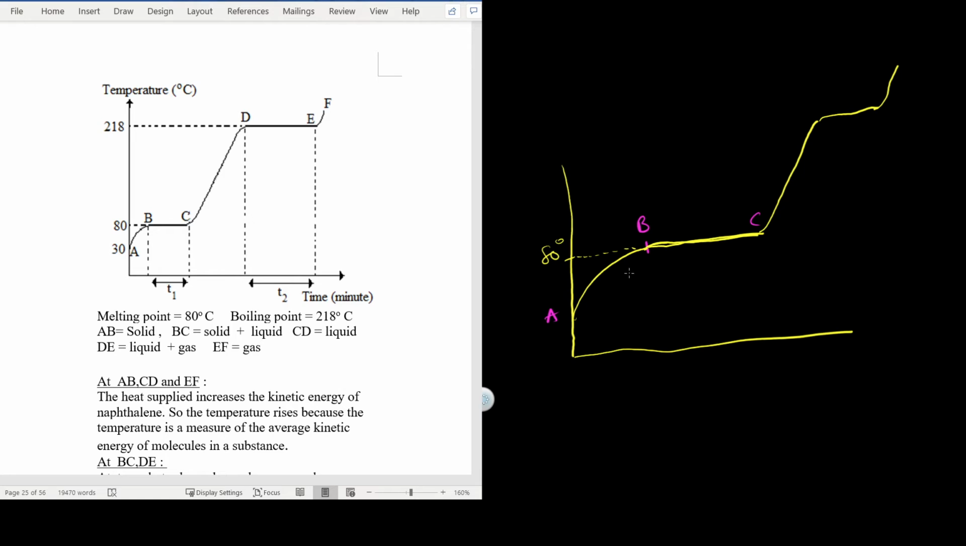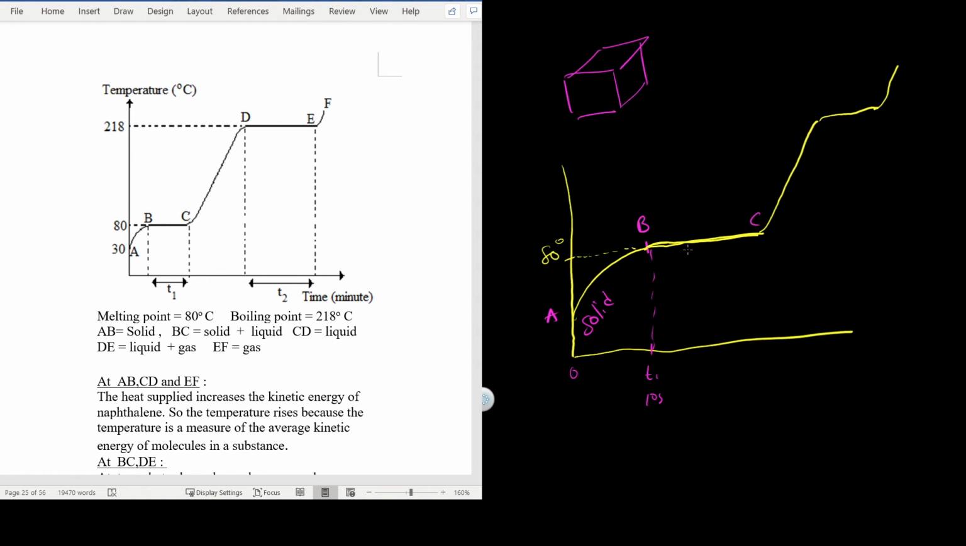During this process from A to B, all of the atoms or molecules inside this area are in the solid phase. All of them are solid, so we have complete solid here, A to B. Let's say from 0 to T1, maybe 10 seconds. From 0 to 10 seconds, all of these materials are in solid. Maybe this is our material.